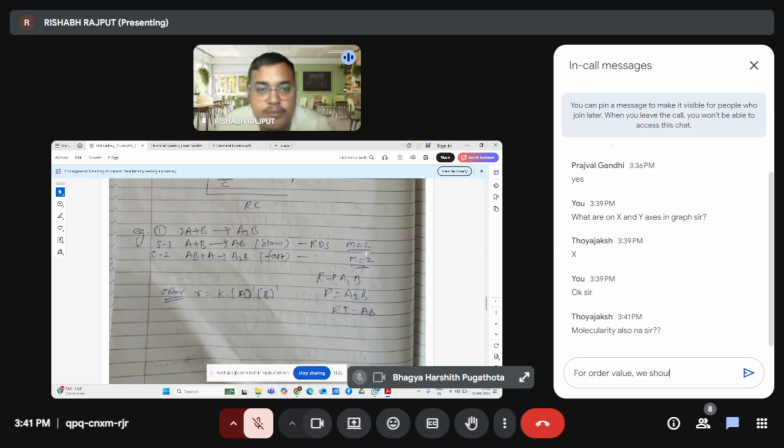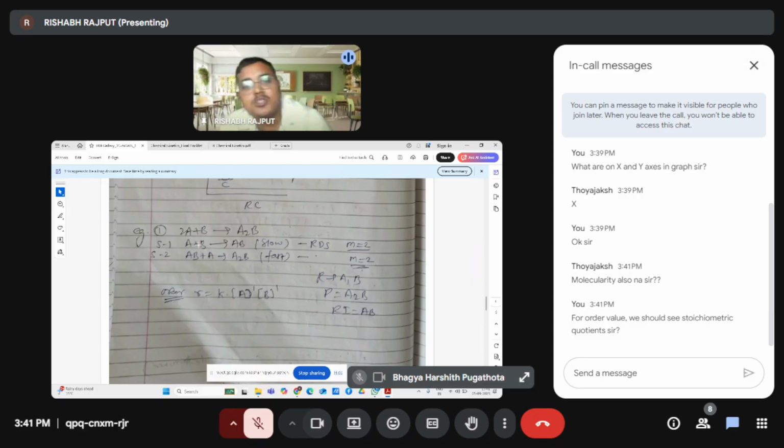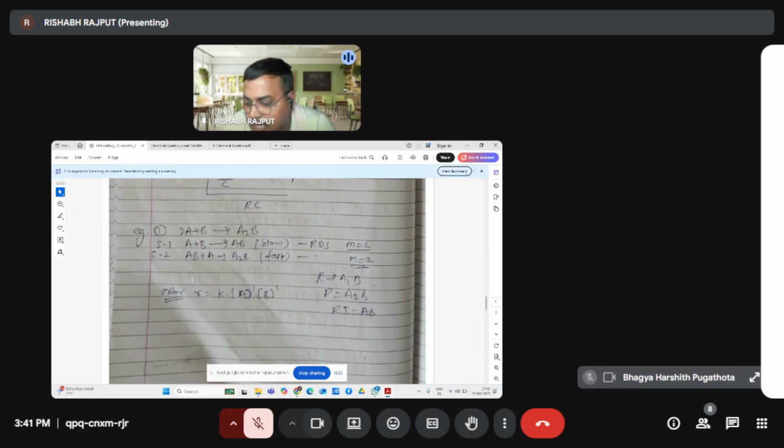Okay, plus slow step. Okay, if I'm asking, please tell me the overall order of the reaction for chemical questions, I also tell only 2. Why? Because of the slow step. The order of the reaction for the slow step is the same as the overall reaction. Okay, here it is 2. So your order of the reaction is also 2.